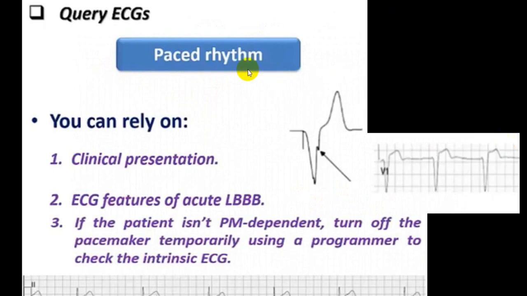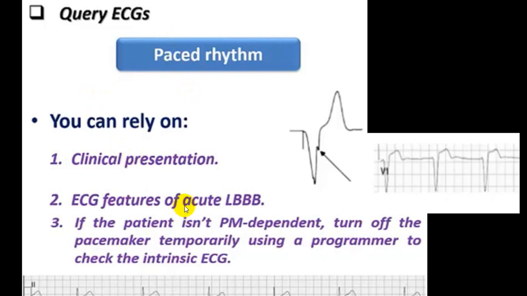The same criteria you can apply in a paced rhythm. You will see a spike, and you will have a left bundle branch block pattern. Now you can see this is Cabrera sign. So this is in favor of the presence of an acute MI in paced rhythm. So you can apply all those things. Either you can apply Sgarbossa criteria, Cabrera sign or Chapman sign. And clinical presentation will be very useful.